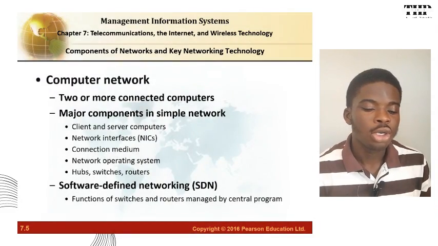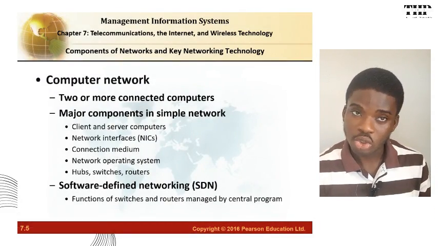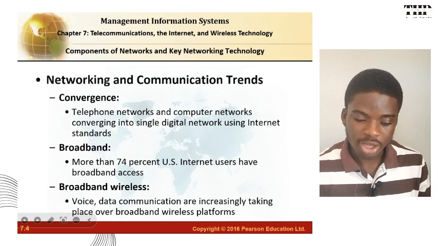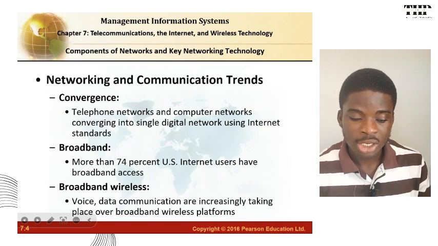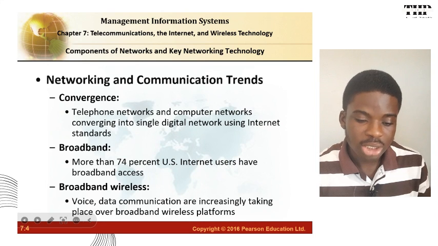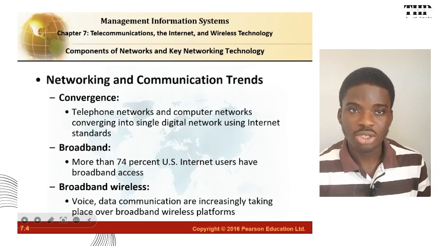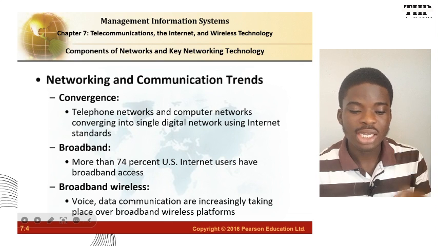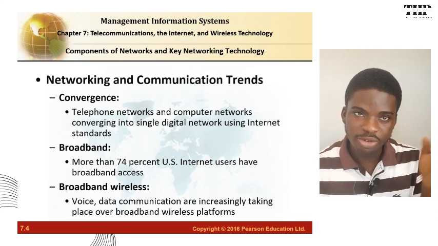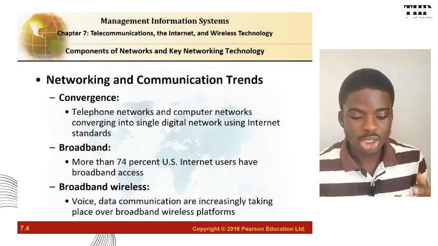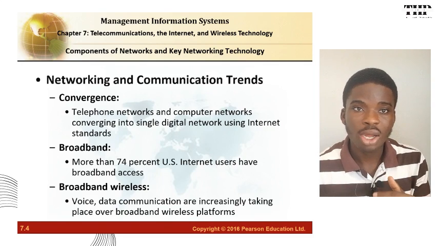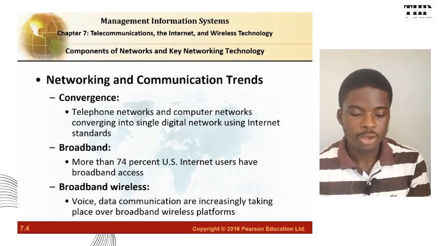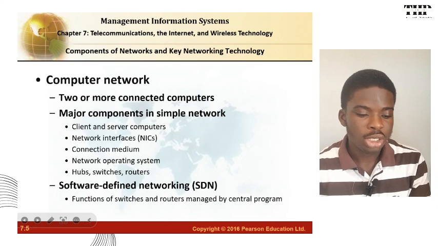Moving to the next component. We see that all these three, this convergence, this broadband, this broadband wireless, all these points that we just explained, come under this main component. So networking and communication trends is the first component in the components of networks. It's the first component that I've talked about. And this convergence, the broadband and the broadband wireless come under that. Well, and the computer network.